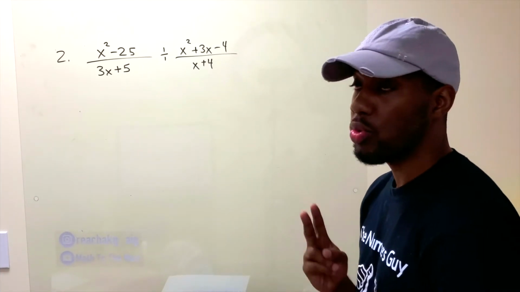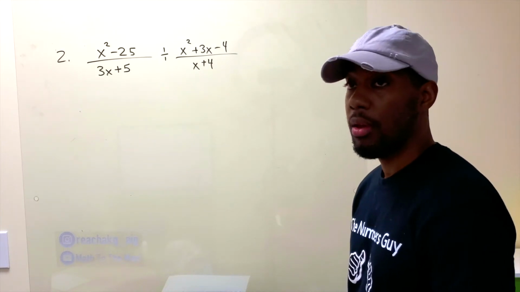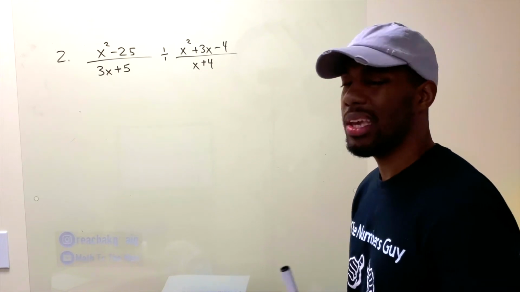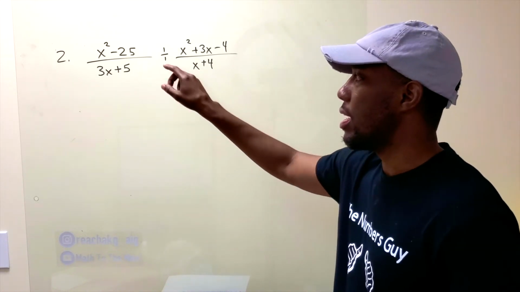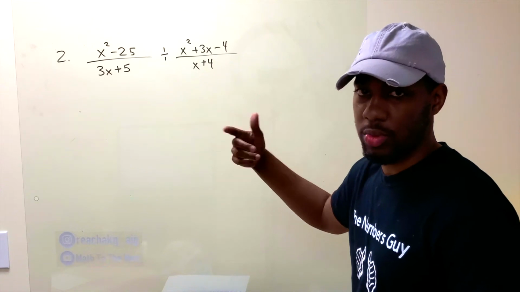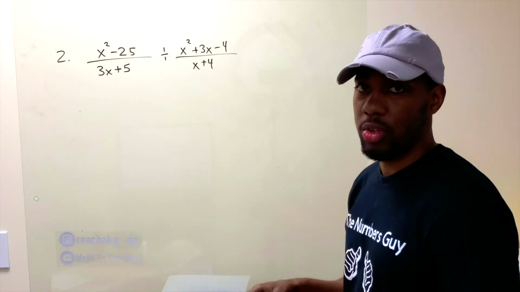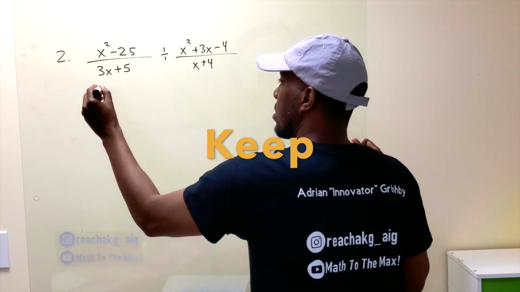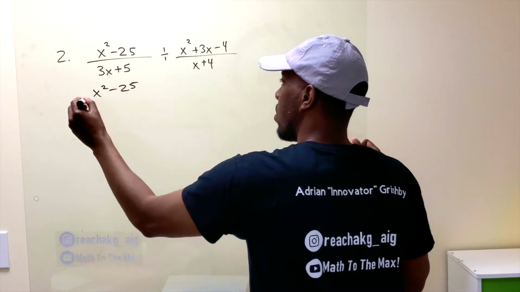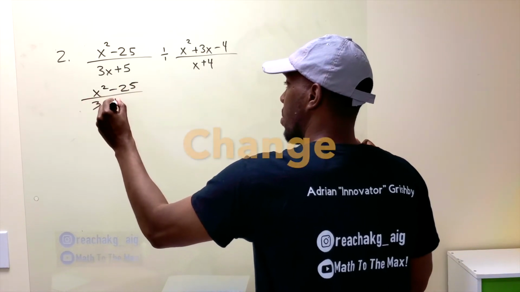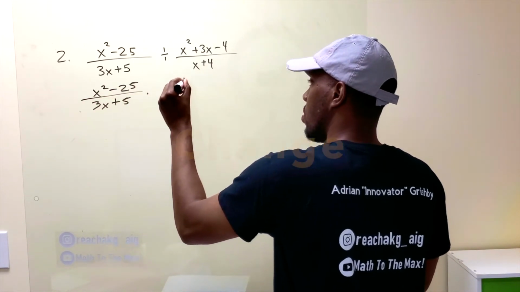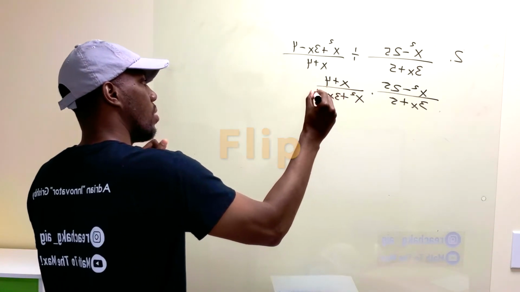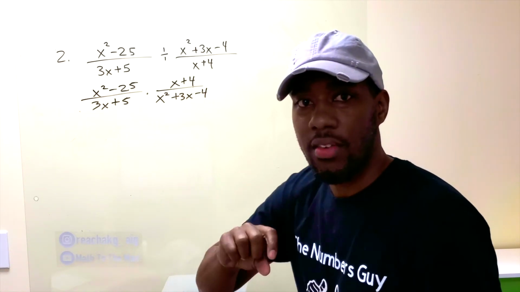All right, let's check out number 2. So can we factor? Yes. Some people are like, hey, can I factor first and do the flip? Yes, it doesn't matter. You can factor it and then change it to multiplication and then flip it as a reciprocal. It doesn't matter the order. You just have to do either one of those two. I like to go ahead and rewrite it as x squared minus 25 over 3x plus 5 times the reciprocal, which means flip it.